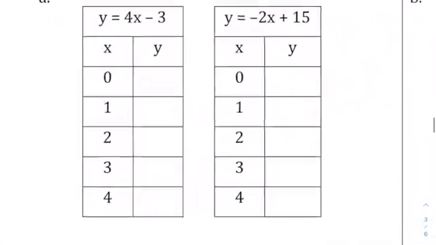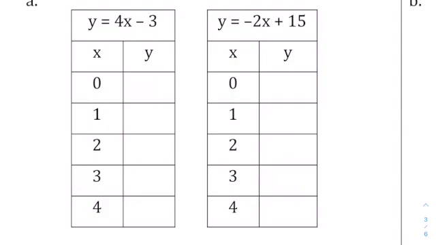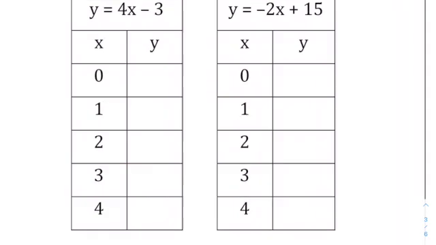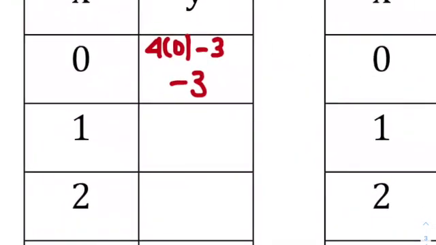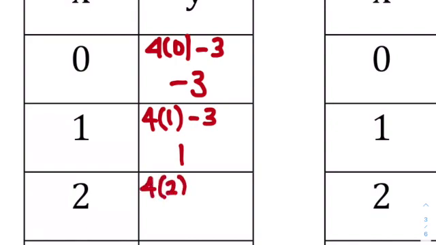So for the first one, I'm going to put in y equals 4x minus 3 and just do it by hand, just in case. When you do it by hand, you have 4 times 0 minus 3, and that's 0 minus 3, which is negative 3. The next one, 4 times 1 minus 3, is just 1. And the next one is 4 times 2 minus 3, which is 8 minus 3, that's 5.